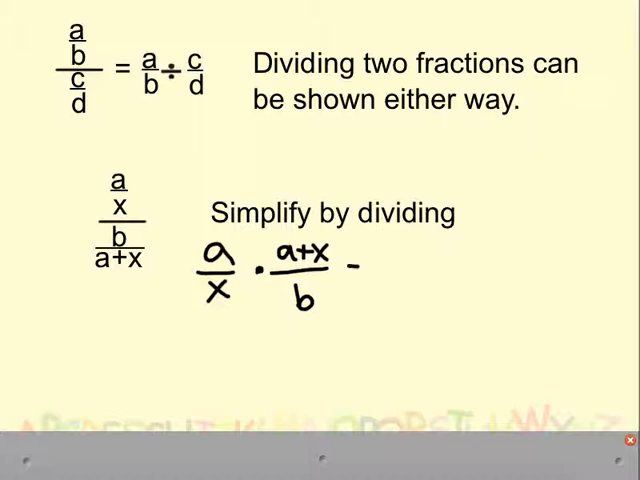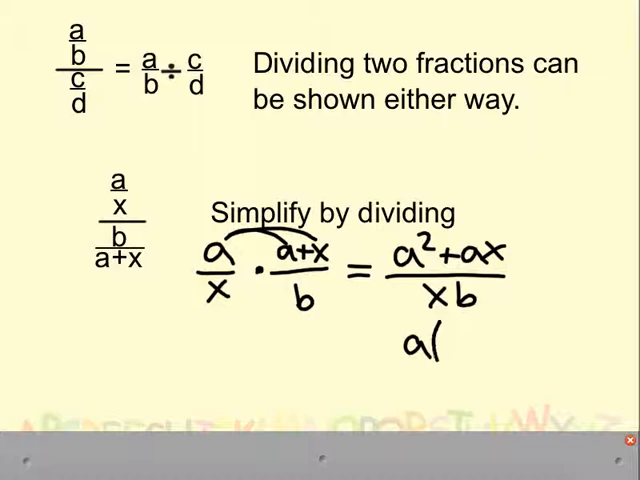Now to multiply these, we don't need any common denominators or anything, but we do need to distribute this a to everything on the other side. So we get a squared plus ax over xb. The other way that we could have kept it is in factored form, like a times a plus x over xb. Now this is actually as simple as we can keep it, because these x's cannot simplify. The x on the denominator is a factor, but the x on the numerator is not, because currently it is connected to something else with that addition sign.